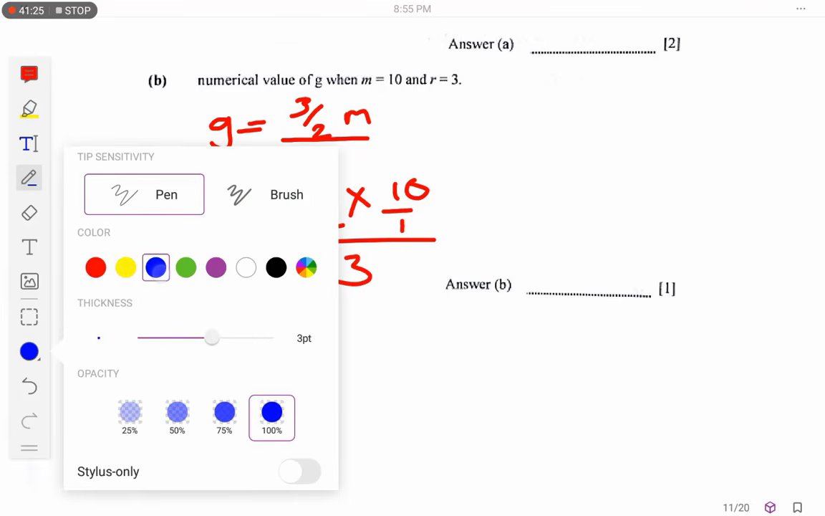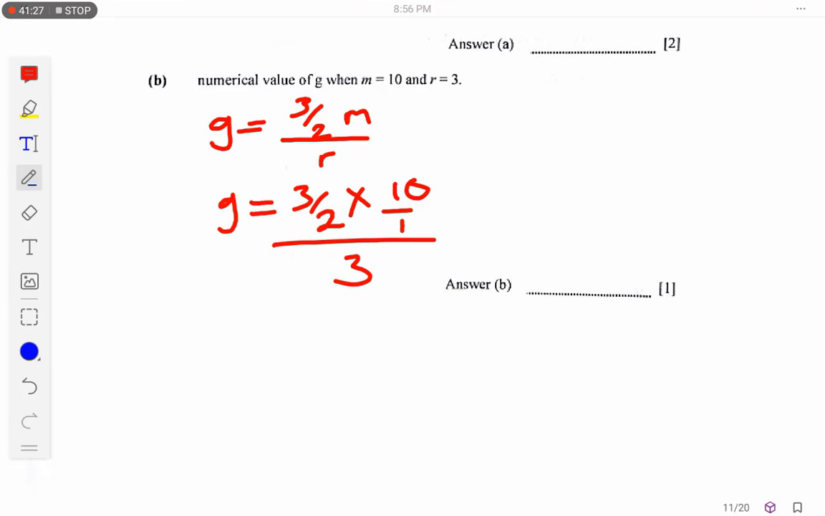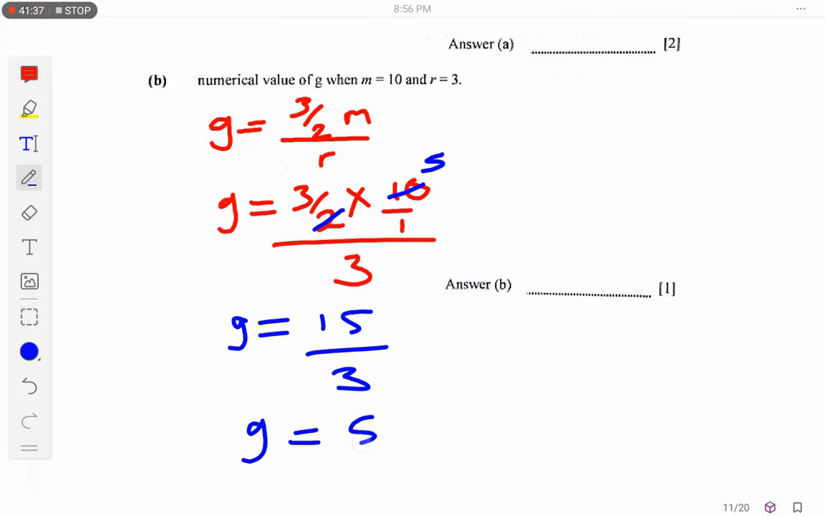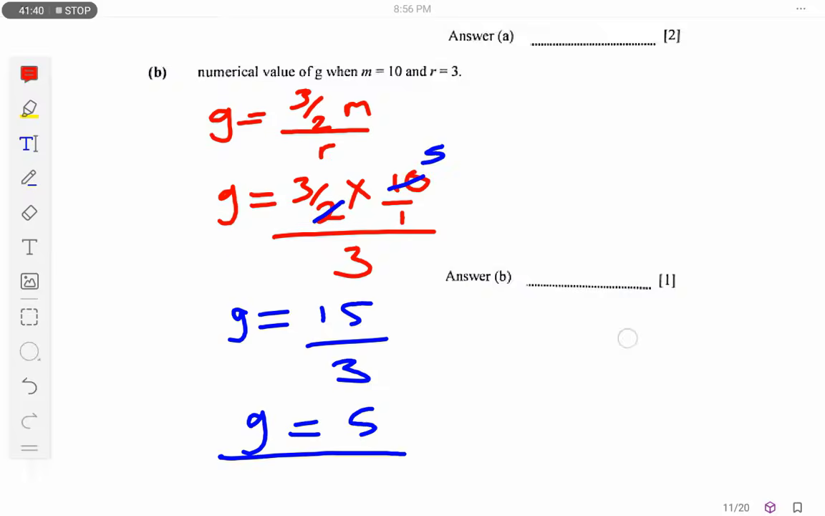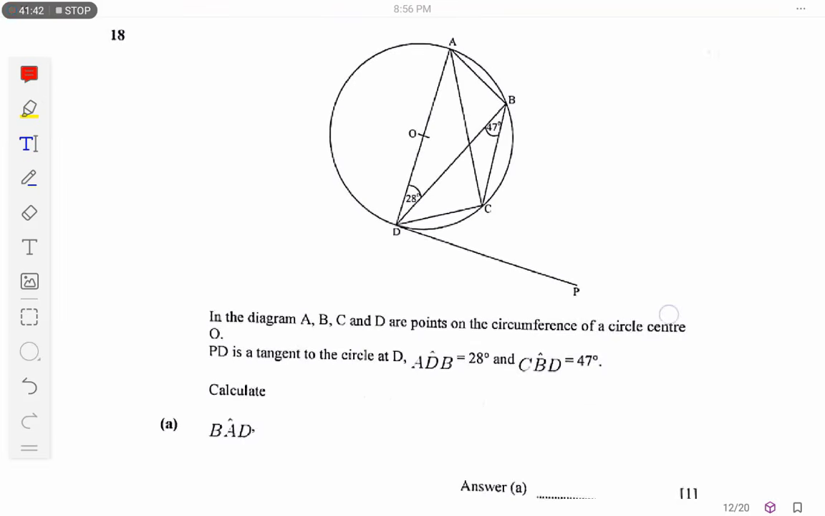I've written 10 over 1 there so that we can simplify. 2 here, 5, so I can have my G is equal to 15 over 3, and I can divide, so our G is going to be equal to 5. Okay, let's move on to the next question.